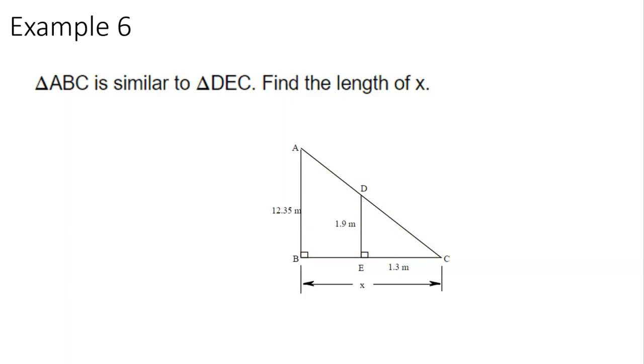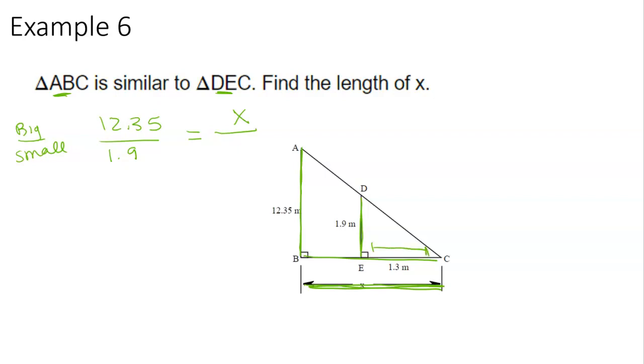All right, so we need to set up proportions here to help us make sense of this. So our triangle ABC, what do we know? Well, we know the length of AB, and that's related to the length of DE. So I'm just going to put big over small to help me here. We know that 12.35 is related to 1.9. Those are similar sides. And this full length here, X, is a part of the big triangle. It's BC. And so that's related to this side length here, 1.3.